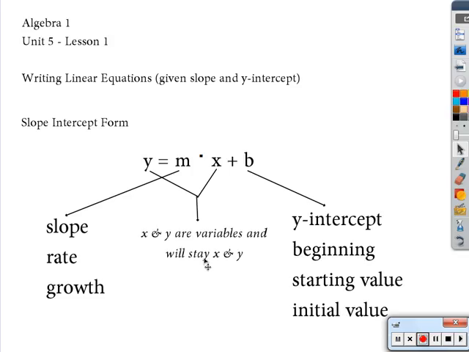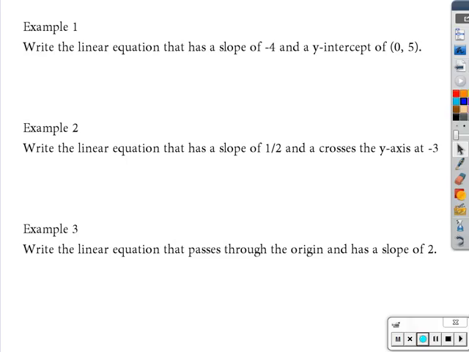Keep in mind that x and y are variables and they stay in your answer. Anytime you're writing an equation, you're always going to need to have a y and an x in the equation. Let's take a look at a few examples.